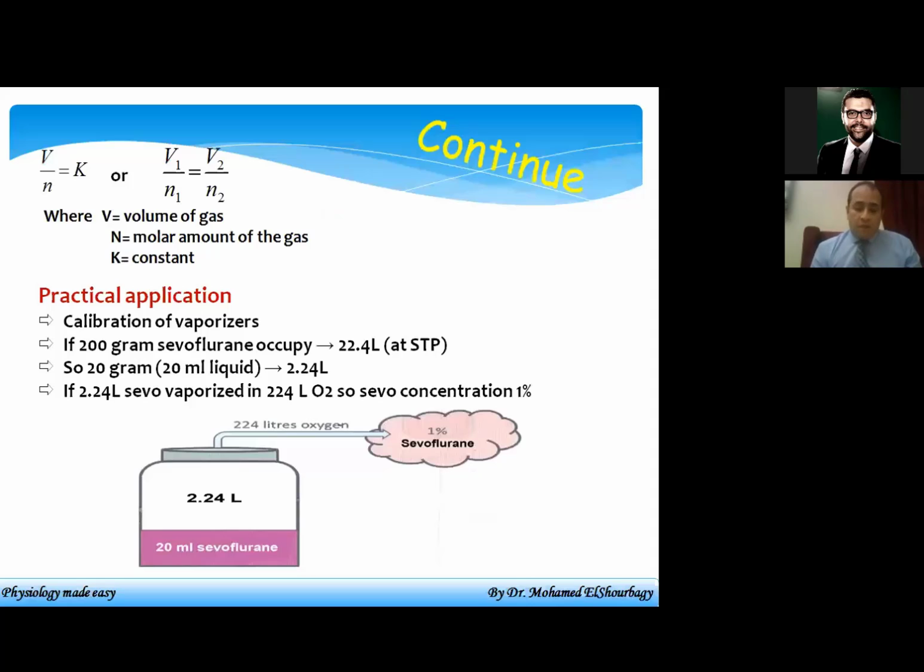Okay. Then the sevoflurane concentration will be measured by a gas analyzer to check this vaporizer calibration. So again, the most important practical application of Avogadro hypothesis is calibration of vaporizer.